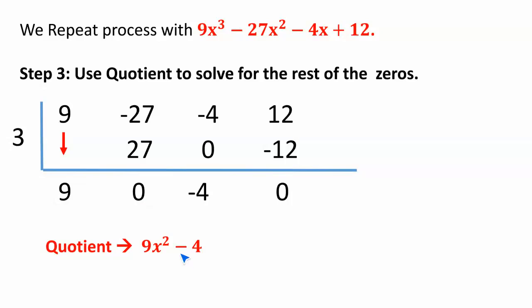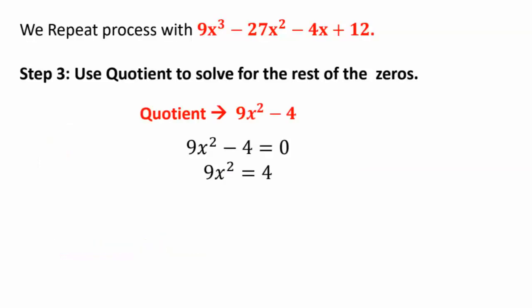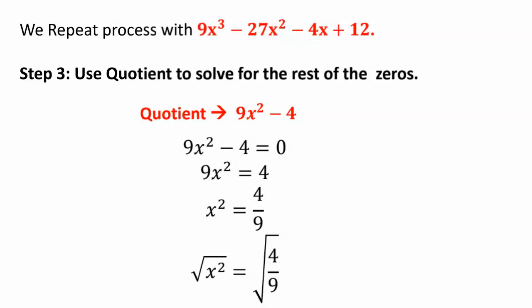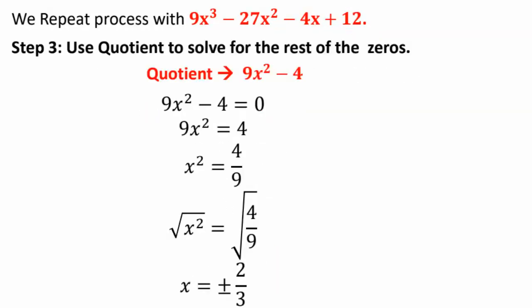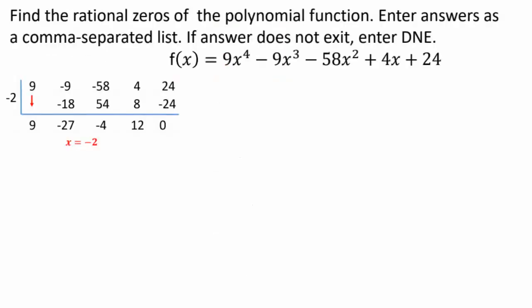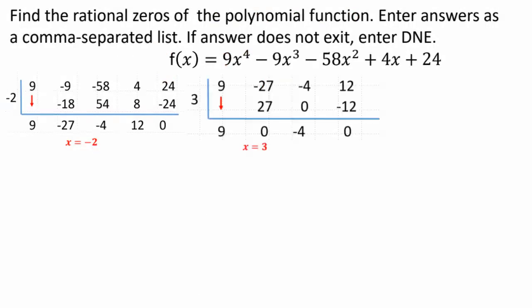So now this is a quadratic, so we finally broke it down to something that we can apply the quadratic formula to, or in this case, I can do the square root property. So I'm going to add 4 on both sides, and I'm going to divide by 9. And now I can take the square root. So the square root of 4/9 is going to be plus or minus 2/3. Okay, so how many zeros should I have? I should have 4 zeros. So altogether, we have x equals -2 was the first one. Then we had x equals 3.